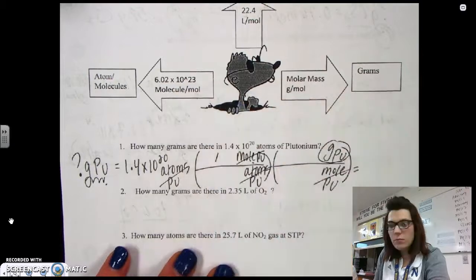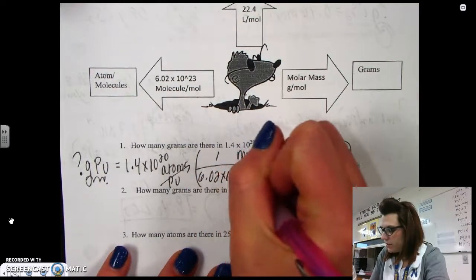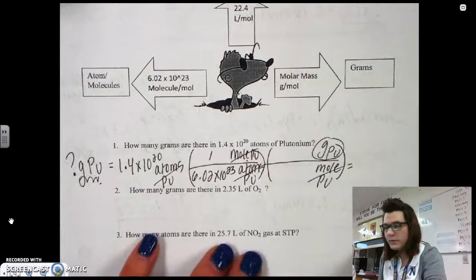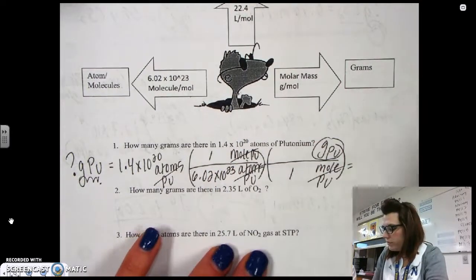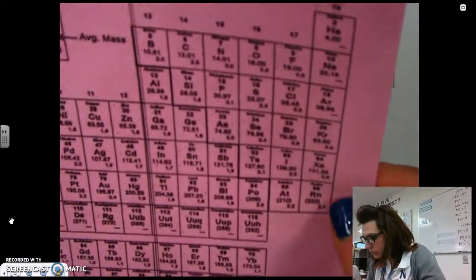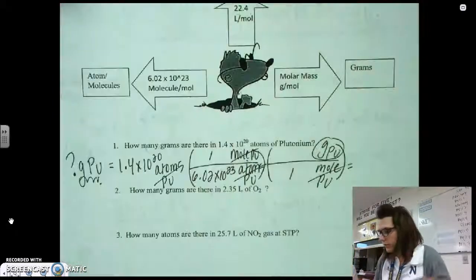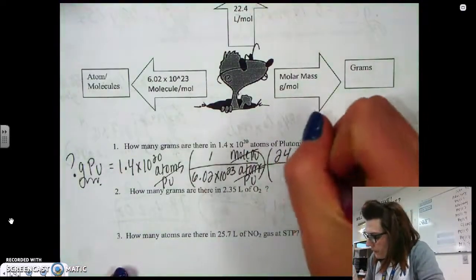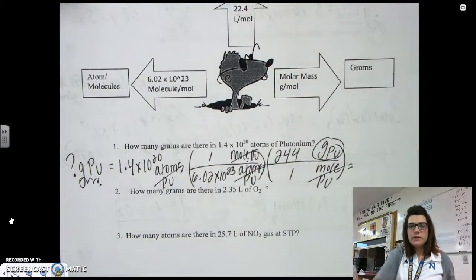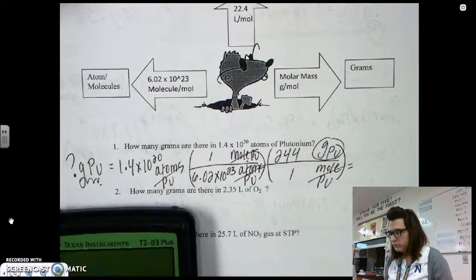So for every 1 mole of plutonium, I will have 6.02 times 10 to the 23rd atoms of plutonium. And then for every 1 mole of plutonium, it will weigh, I think, 200 something, but let's see here. Plutonium weighs 244. You see that's all the way up at the bottom. 244 grams of plutonium. Okay? So now I'm going to plug this into my calculator. I'm going to go 1.4. So let me move this up.